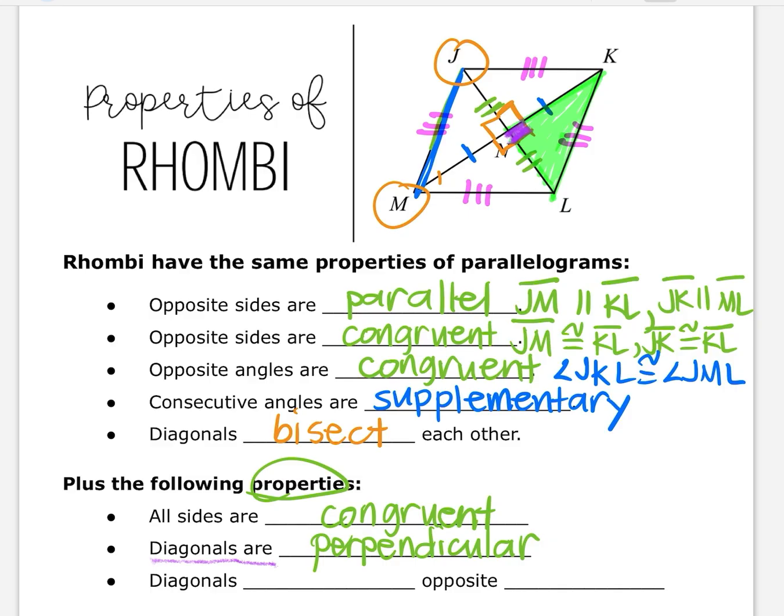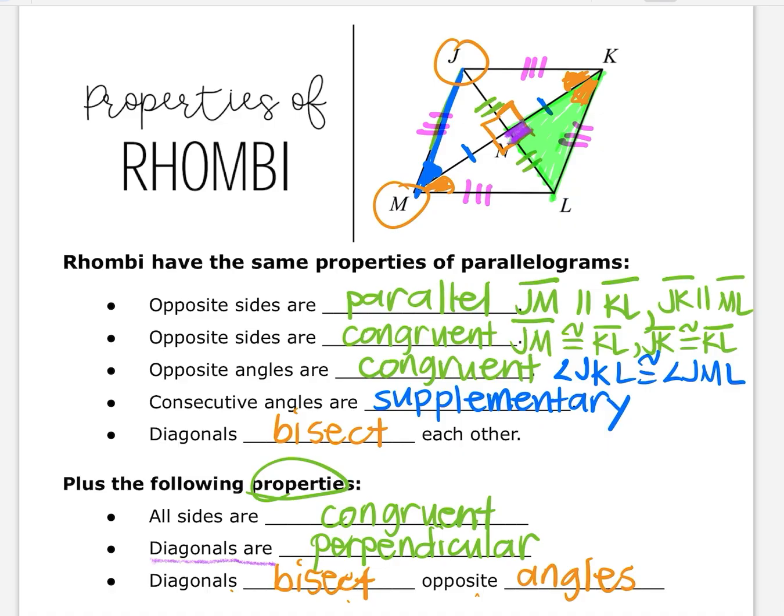The last property of a rhombus is that diagonals bisect opposite angles. This means that if we have this angle here and we also have this angle here, these two angles measure exactly the same. And at the same time, they are going to be exactly the same as their opposite angles. This is what we mean by diagonals bisect opposite angles.